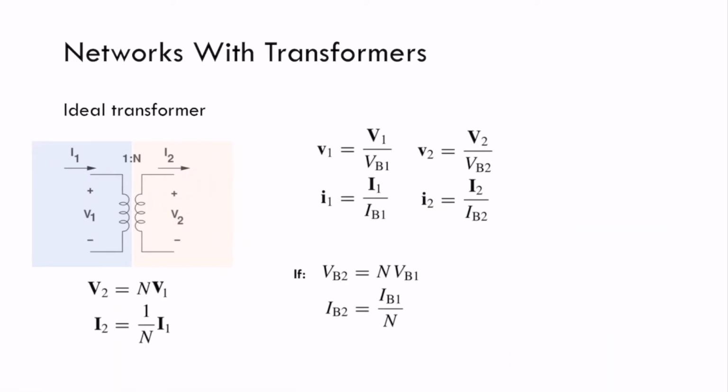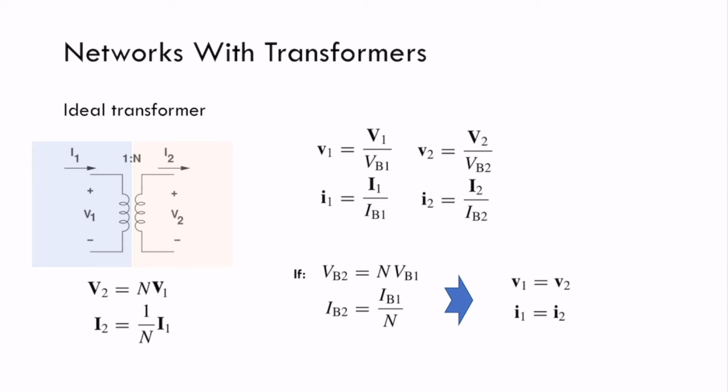Well, here there is a trick. If we choose the base of the secondary as n times the base of the primary, we will have very nice properties. Similarly, I can choose the base of the secondary as the base of the primary divided by n. You already can imagine why I'm doing that. The idea is just to make this n value disappear.